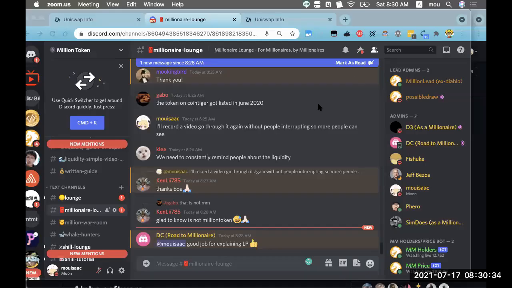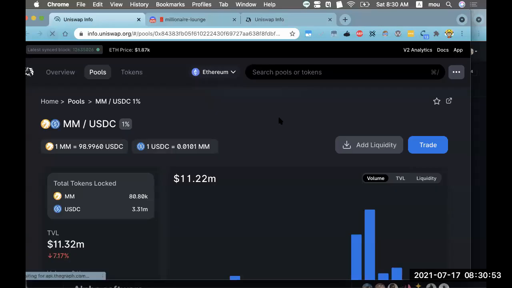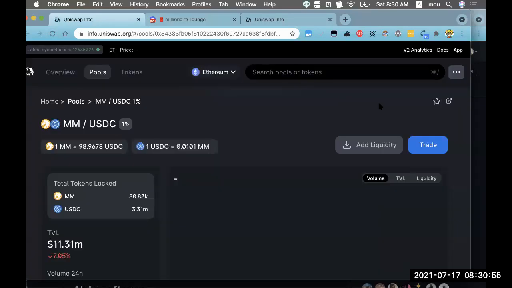Okay, so I've just finished talking about liquidity through Discord chat, but I guess I'll record it again, going through everything so that we can better support this project and fight against whale manipulations. So let's look at the current liquidity pool.